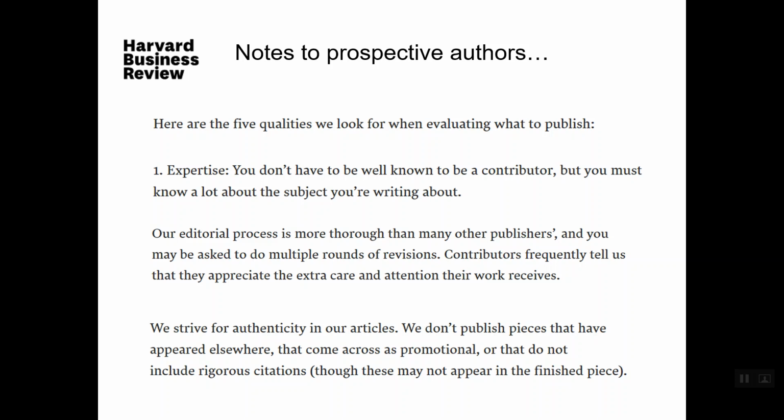In other words, if you're submitting to HBR, your work needs rigorous citations, in other words, backed by quality research, even though these particular features are not published in the final piece. This sounds very scholarly. It sounds almost as if it could be peer-reviewed. So why should we exclude it from peer review or scholarly publications?